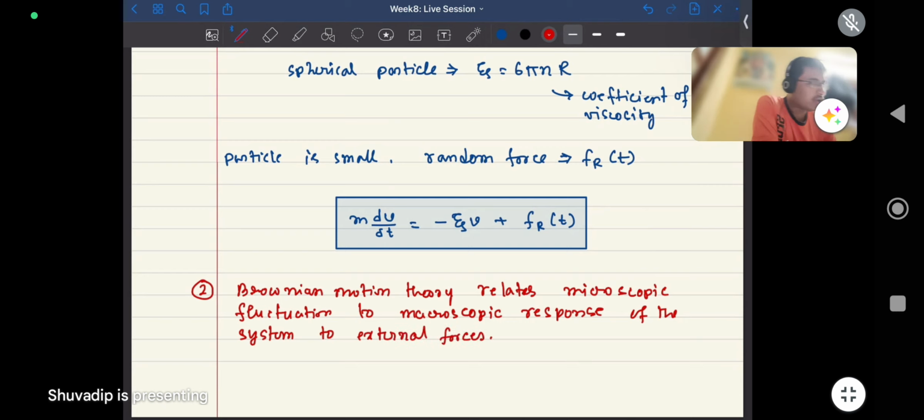Now, if you see the above equation, the FRT is the microscopic fluctuation in the system, and we are equating it to M dV/dt, which is the macroscopic response, the overall response of the system to the external force. So indeed this is a true statement, and the theory of Brownian motion actually relates the microscopic fluctuation to the macroscopic response of the system. So this statement is true. Okay, let us move to the next question now.